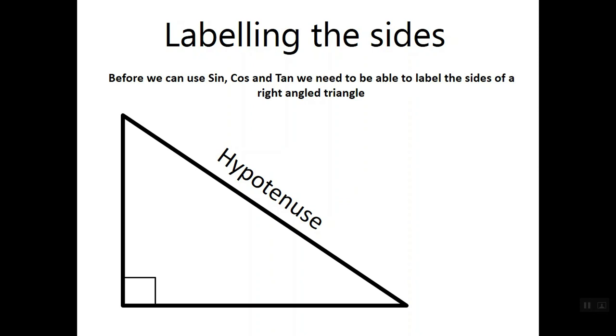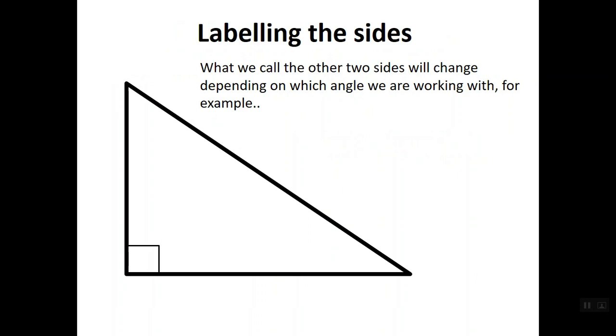So the best way to remember it is to know that it is always opposite to the right angle. The next thing I must say is that the longest side, the one opposite to the right angle, is called the hypotenuse, as I mentioned before. So let's look at labeling the other sides.